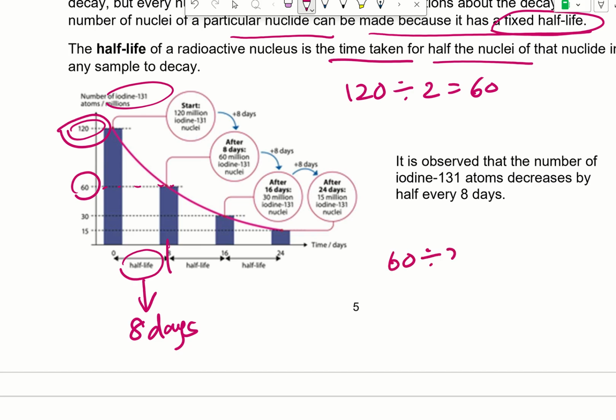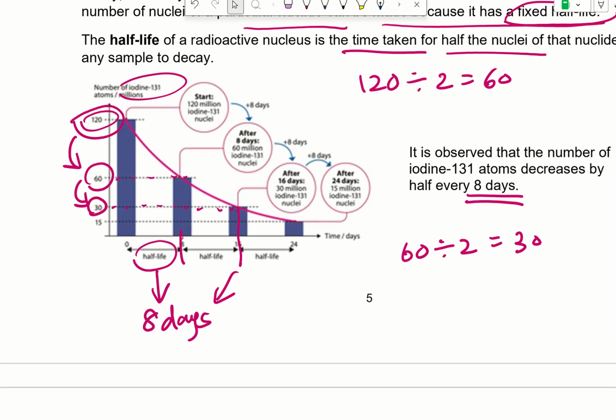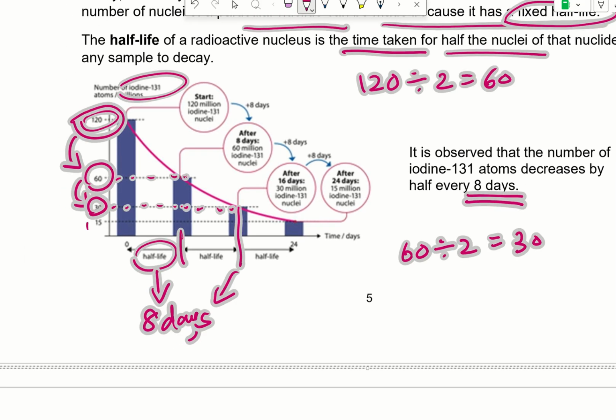60 divided by 2, I get 30. So it decays from 120 to 60, 60 to 30. And if I measure the time taken for it, I will see that it actually has the same half-life of 8 days as before. That means the half-life of iodine 131 is 8 days. The last one confirms it.